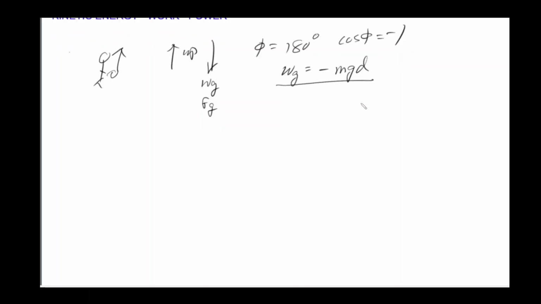Now the ball reaches its maximum height, and the ball is coming down. Okay, so that's the direction of displacement, and gravity again, the force of gravity, is going down. So in this case, phi is equal to 0 degrees, and cosine of phi is equal to 1. So we get the work done by gravity is equal to a positive mgd. So gravity is helping to speed up the ball on the way down.